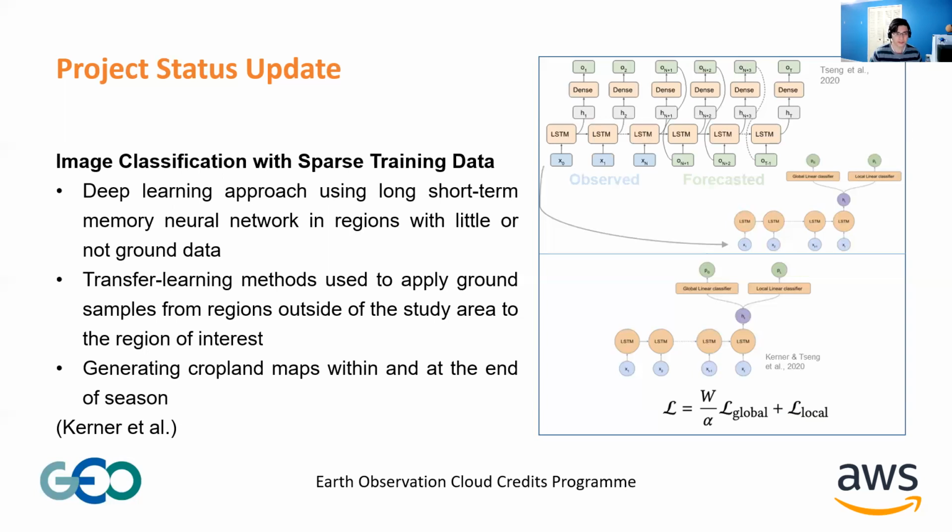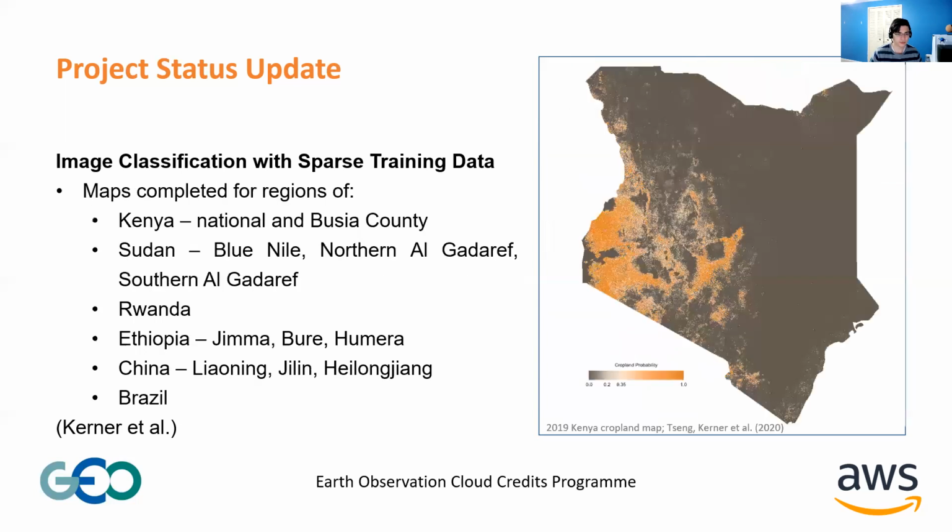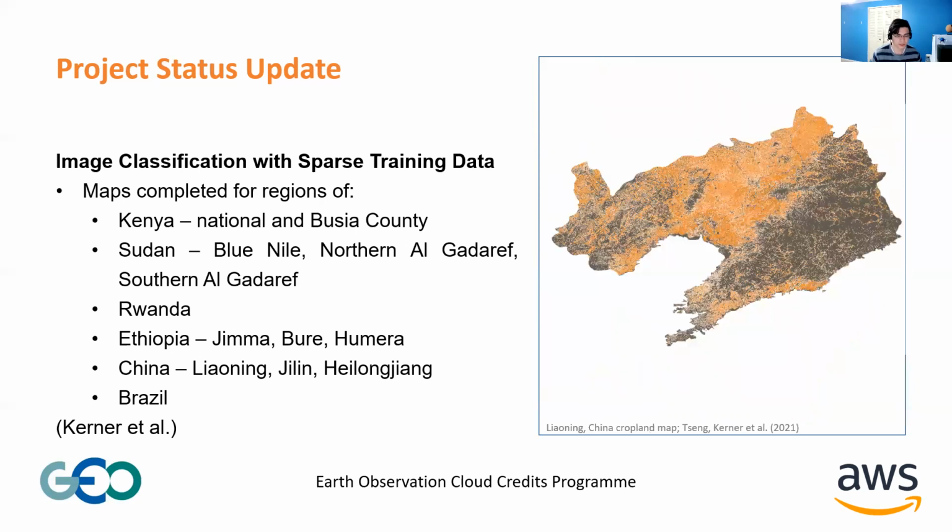Using these methods, Dr. Kerner and her team have put together image classifications using these sparse training data sets for several countries, including Kenya, and that's the map that we see here on the right, not only nationally, but especially with a focus in Busia County. They've also created maps for Sudan, Rwanda, Ethiopia, several provinces in China, and Brazil. So here we see an example of the map that was created in one of the provinces in China.